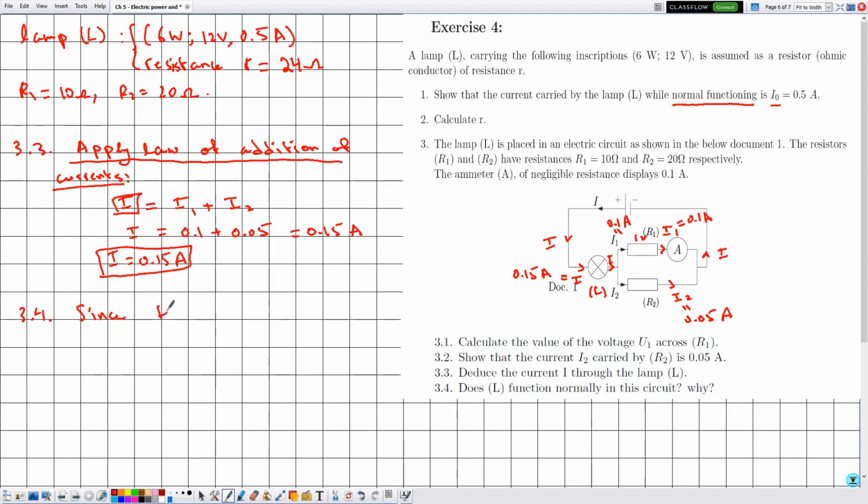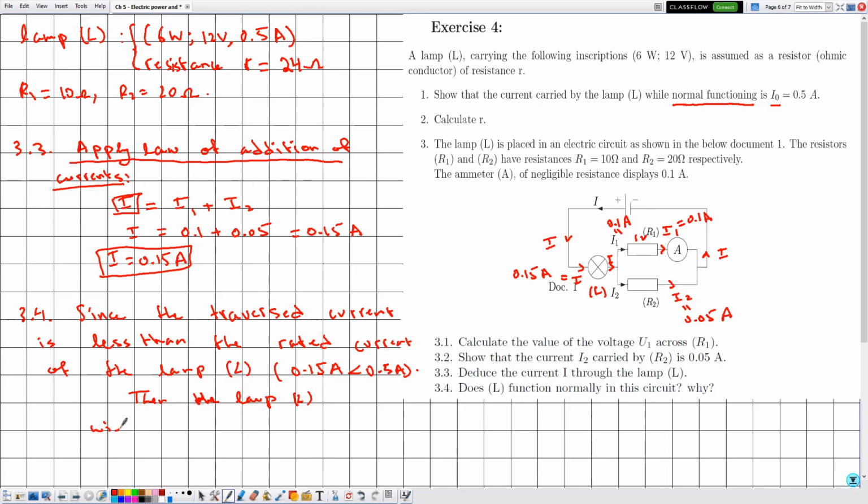Since the traverse current is less than the rated current of the lamp L, and this is because 0.15 amperes is less than 0.5 amperes, then the lamp L will not function or function weakly.